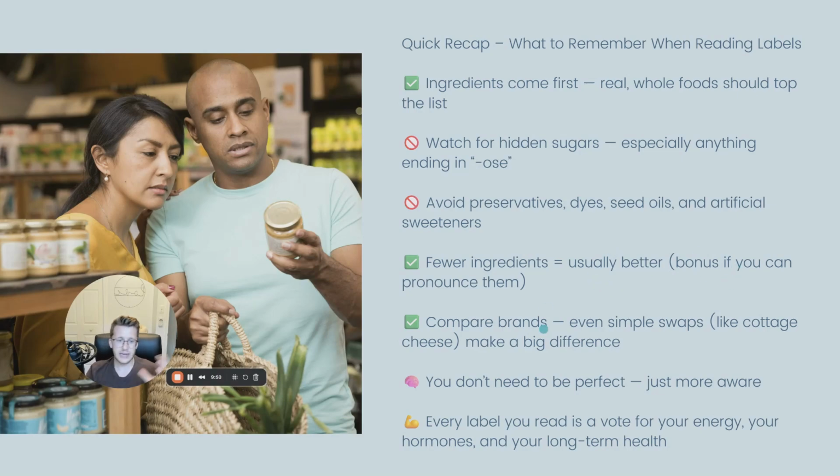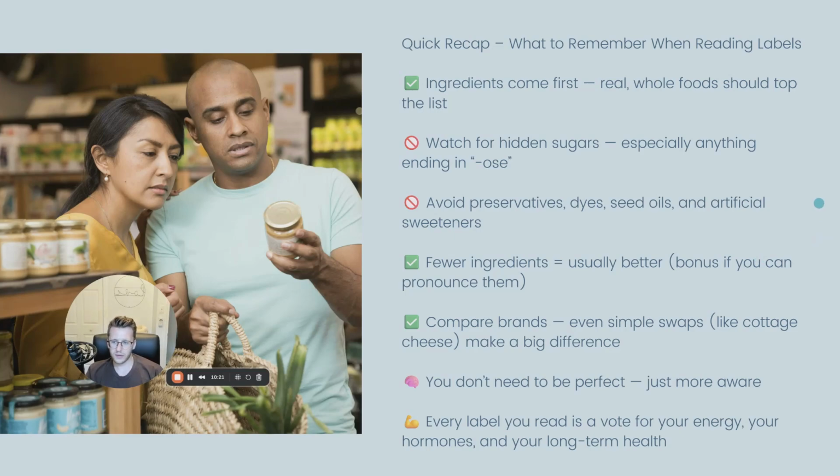Compare brands, right? Even simple swaps can make a huge difference, right? Now that I know that brand of cottage cheese, I'm going to get it every time I go, right? There's no difference now. It's the same thing. Literally tastes the same. You don't need to be perfect, right? You just need to be a little bit more aware. So just look at your labels and just start to read things, right? You don't have to read every single label at the grocery store when you go, but just pick it up, take a look at the ingredients, look at the calories, and then make an informed decision. Every label you read is a vote for your energy, your hormones, and your long-term health.